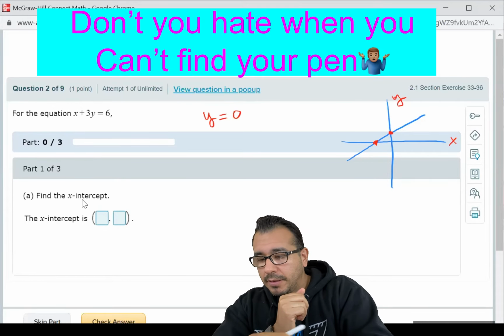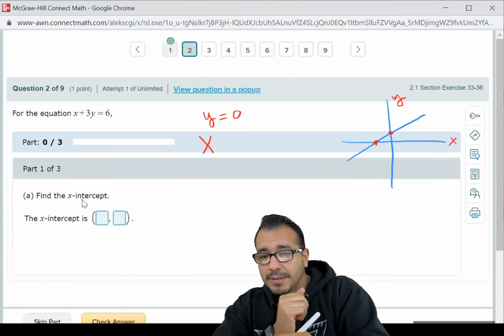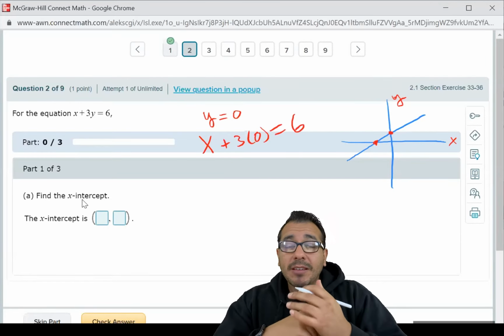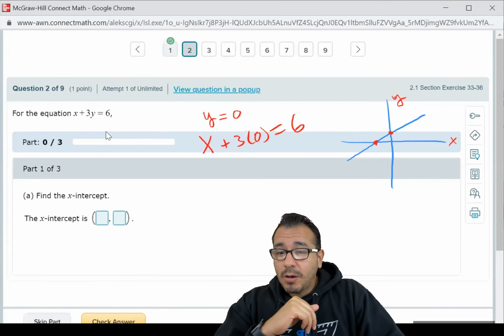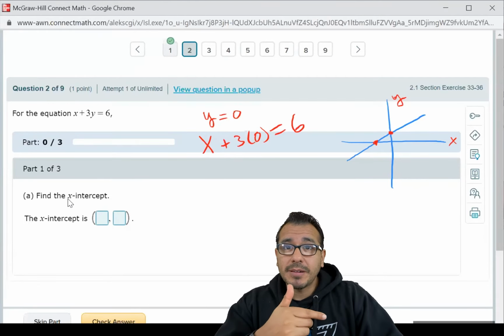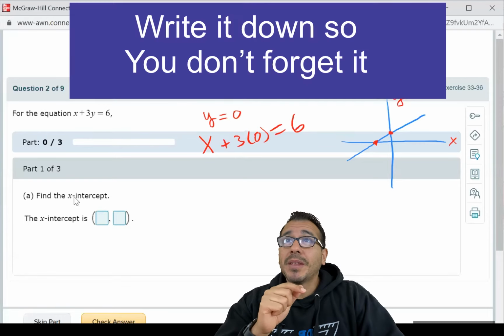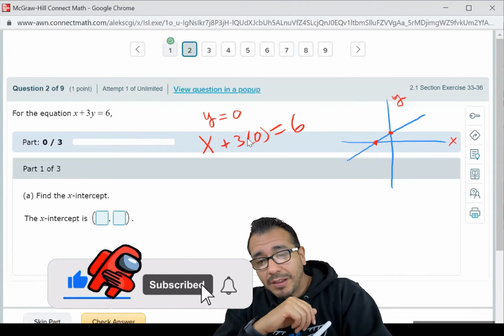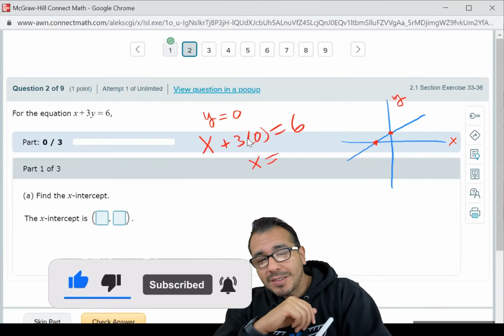where's my pen? All right, there it is. x plus 3 times y, but now we know that y equals zero, and that equals 6. Wherever I saw that y, I plugged in zero, because we're trying to find that x-intercept. So make sure you jot that down. What's nice is this term always disappears because anything times zero is zero. So we're left with x equals 6.